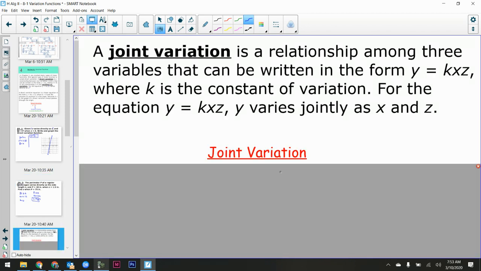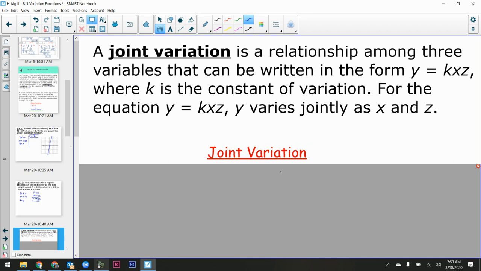Real life. Okay, joint variation. A joint variation, two things joining together, right? A joint variation is a relationship among three variables. They can be written in the form y equals kxz. Okay, now that we've got three variables, graphing goes out the window. We don't talk about that anymore. We could do three-dimensional, but let's not get into that.